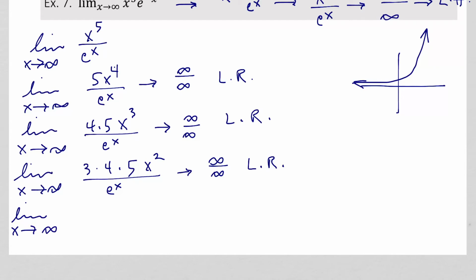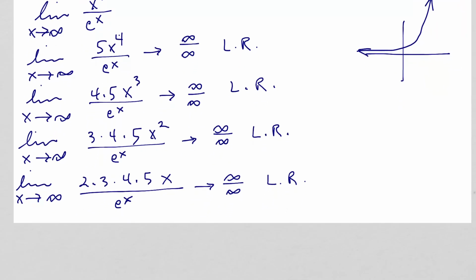All right, so now I'm going to multiply by 2, and I'm down to x over e to the x. So I'm still going to get infinity over infinity, and you can see one more time I have that. All right, but this time when I take the derivative, that x is now going to be a 1. First derivative of x is 1. So I've got 2 times 3 times 4 times 5 times 1, which I won't write, over e to the x. All right, so now I can evaluate this limit.